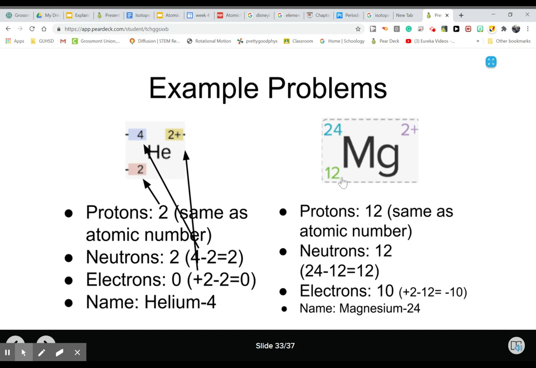In this case, I have 12 and 24, so 12 protons. 24 minus 12 is 12 neutrons. And then I have 2 extra positives, so that means I have 10 electrons. And I would write that as magnesium-24.